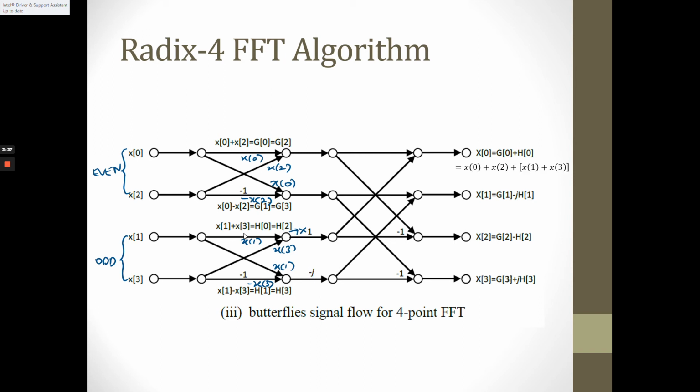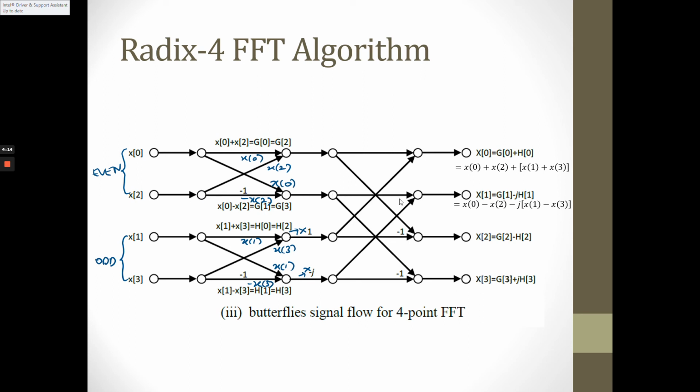Based on this, at this point, this is x0 plus x2, plus this one, x1 plus x3. So at this point it is x0 plus x2 from this one, plus this function, which is x1 plus x3. This is for x0.